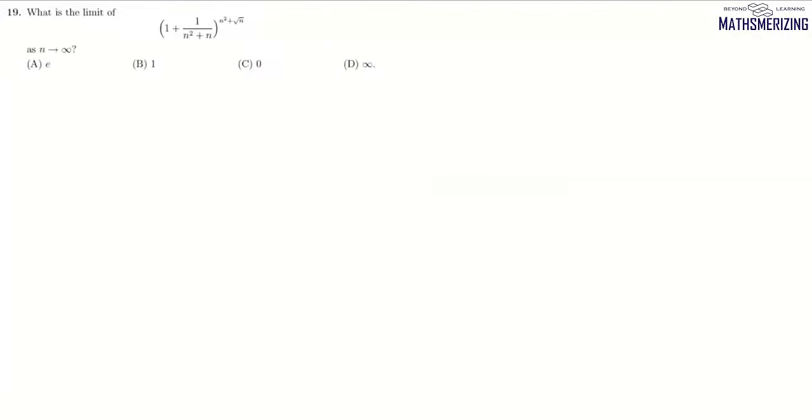Now question number 19 is, we need to find this limit n tends to infinity of (1 plus 1 upon n square plus n) to the power n square plus root n.